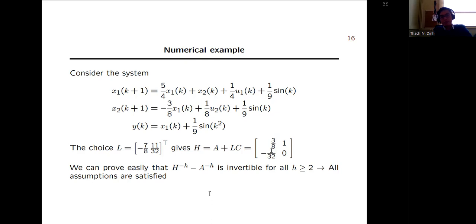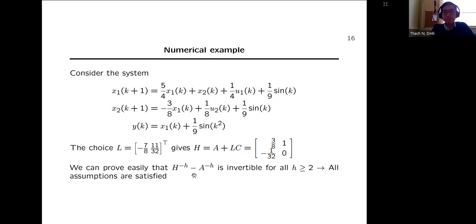We come finally to the end of this part, to consider a numerical example, and we can choose a matrix L giving S equal to A plus LC invertible and stable.